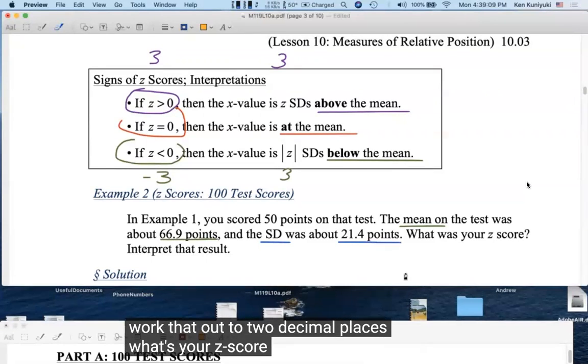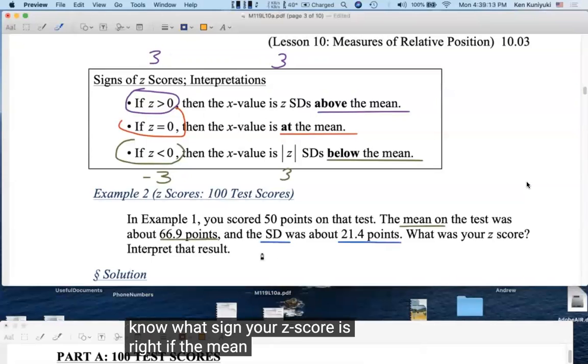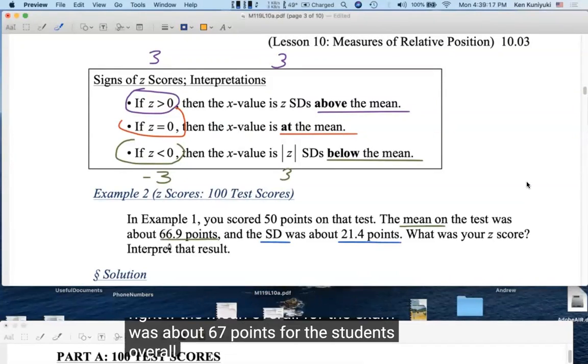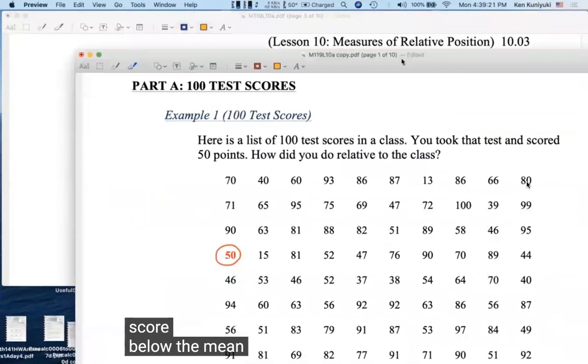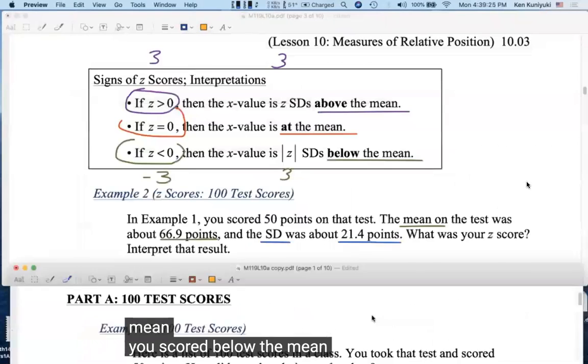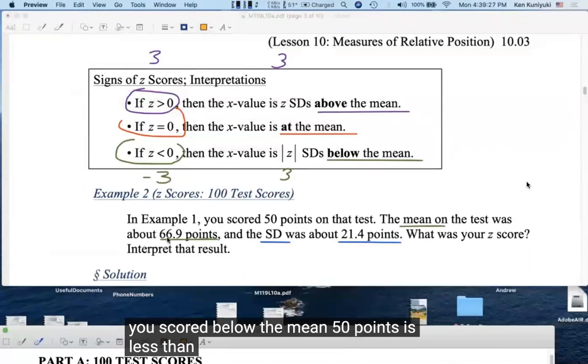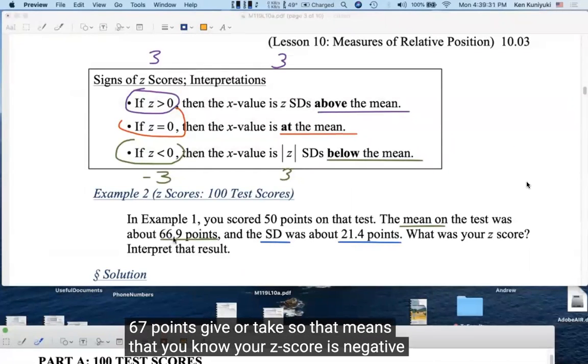What's your z-score? Right now, you should know what sign your z-score is, right? If the mean overall for the exam was about 67 points for the students overall, and you got 50 points, did you score below the mean, above the mean, or at the mean? You scored below the mean. 50 points is less than 67 points, give or take. So that means that you know your z-score is negative.